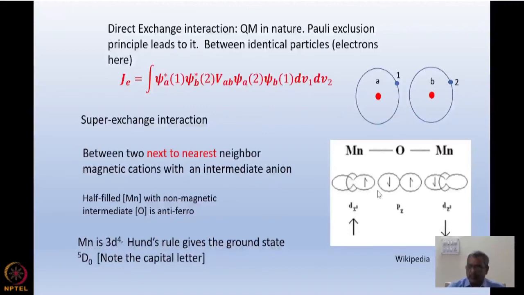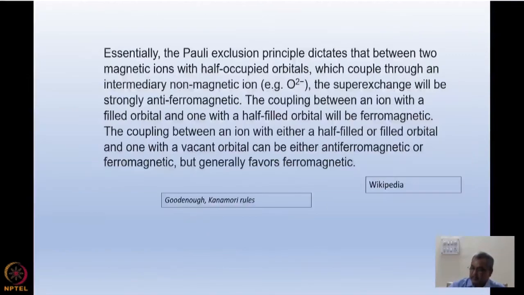So mostly it favors antiferromagnetic order, but that is in this case. So for this 5D0 ground state, through the intermediate, this gives an antiferromagnetic interaction between two next to nearest neighbor manganese magnetic atoms.